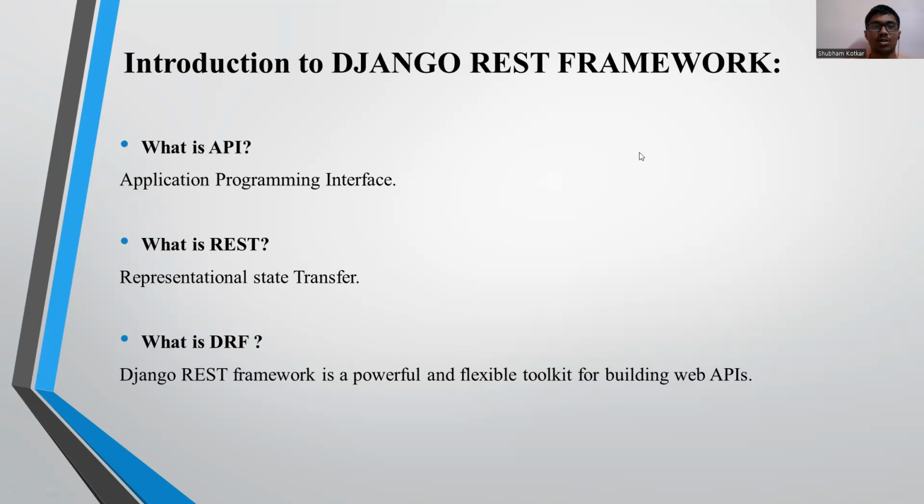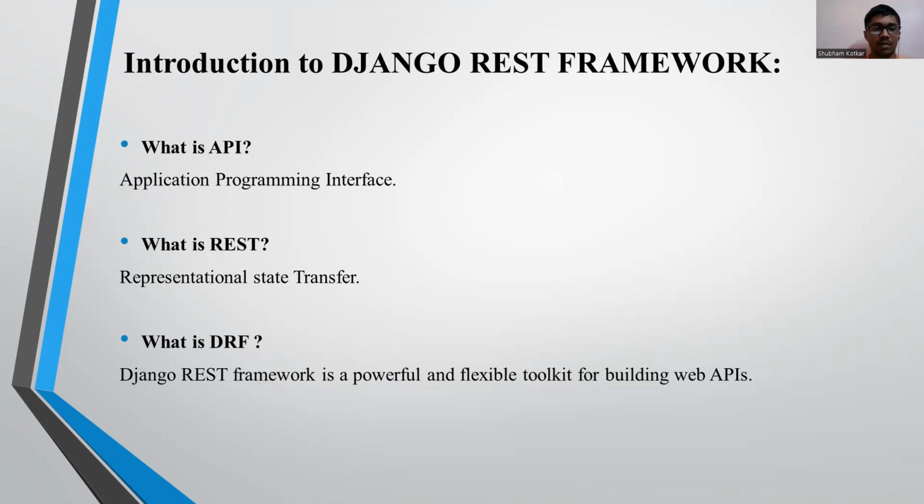This is the introduction to the Django REST framework. First, I'll say what is API. API is the application programming interface. API specifies how the software components should interact, and API is nothing but the set of various protocols and tools which is used for building software applications. What is REST? REST is the representational state transfer. It is a lightweight alternative to build the website, and it is for RESTful and RESTless services.